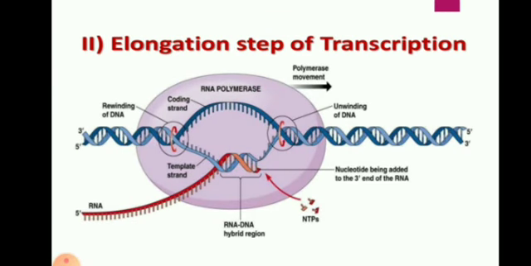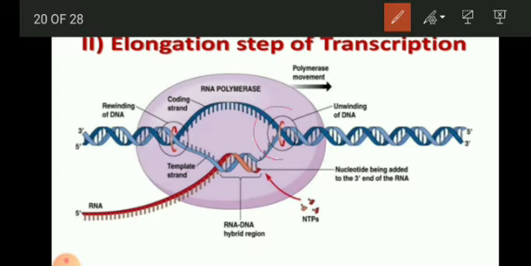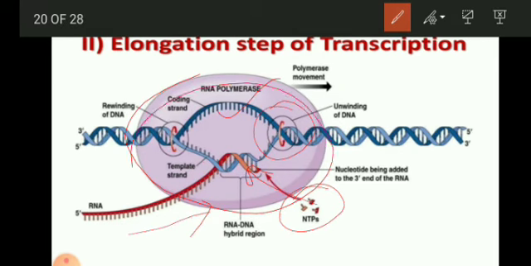In the elongation step of transcription, you can see here is unwinding, and RNA polymerase is forming this RNA. These are nucleotides just being placed here. This is the template and this is the coding strand. This whole thing is RNA polymerase. This RNA polymerase moves this way, it moves and unwinds, and at the back, from where the RNA is transcribed, it rewinds over there.